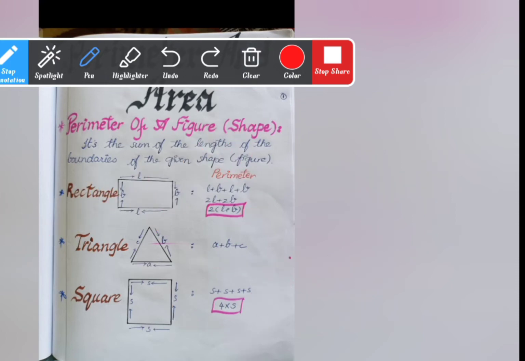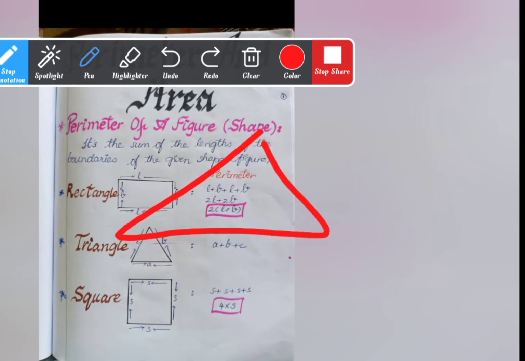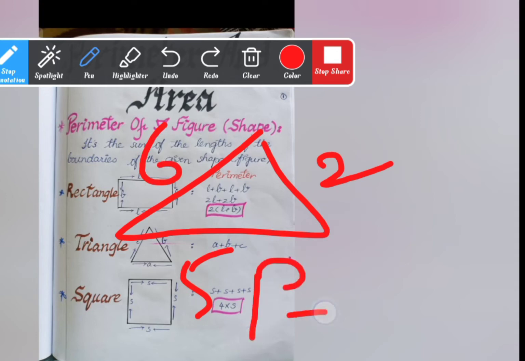So let us take an example. For example, this side is 5 cm, this is 2 cm, and this is 6 cm. So what would be the perimeter of this triangle? Can anyone answer?